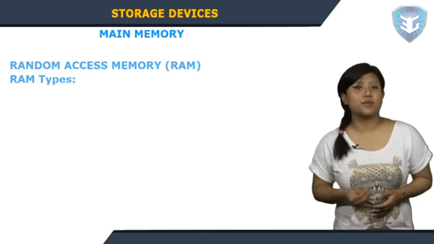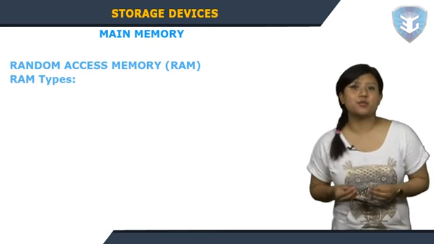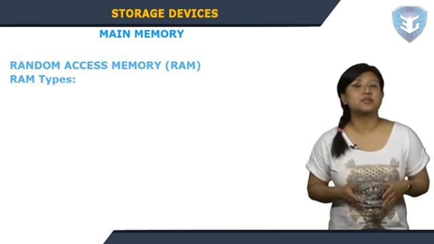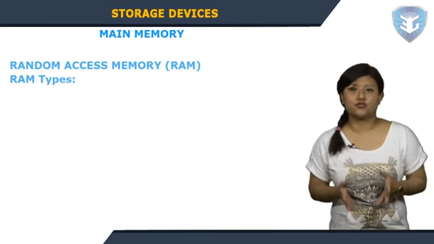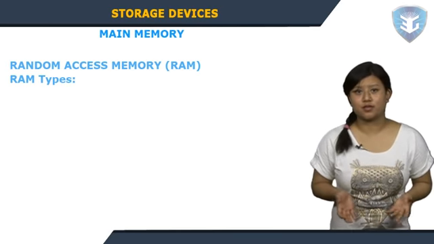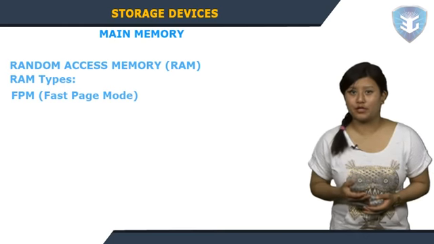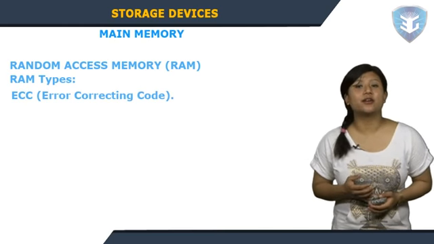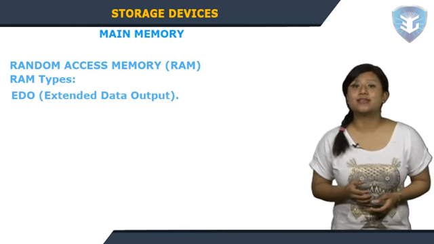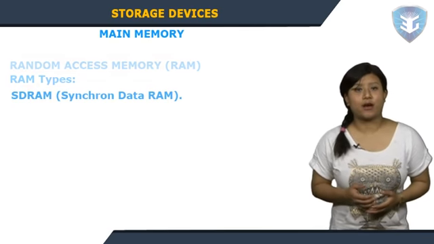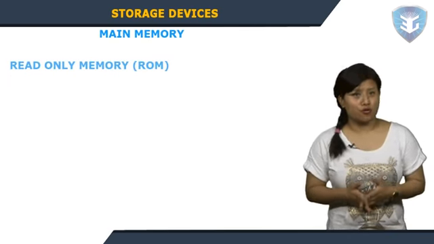SRAM continues to remember its content, while DRAM must be refreshed every few milliseconds. DRAM is by far the cheapest to build. Newer and faster DRAM types are developed continuously. Currently, there are at least 4 types: FPM, fast page mode; ECC, error correcting code; EDO, extended data output; SDRAM, synchronous dynamic RAM.